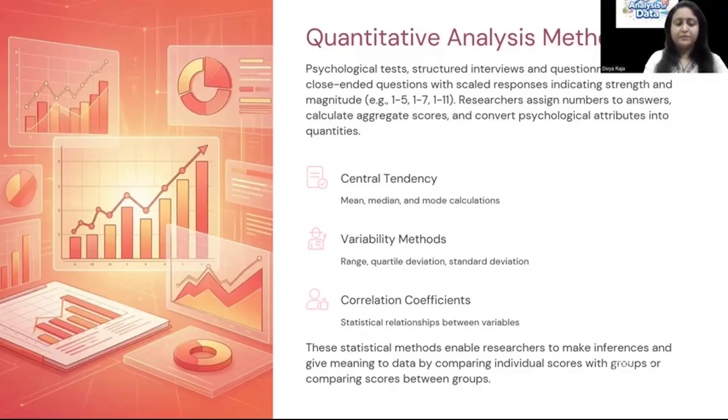So as discussed earlier in psychology, we have to not just arrive at a conclusion using data, analysis of data, but we have to infer the data also. So the use of statistical methods, you have already learned about central tendency in 10th standard. Then there's something called variability methods, and correlation coefficients. So these methods help the researchers to make inference and give meaning to data.